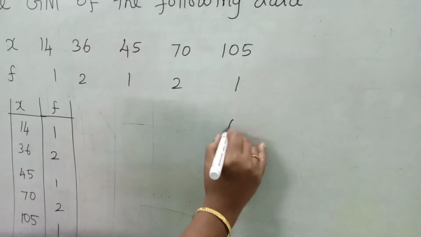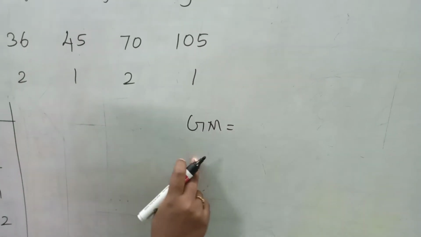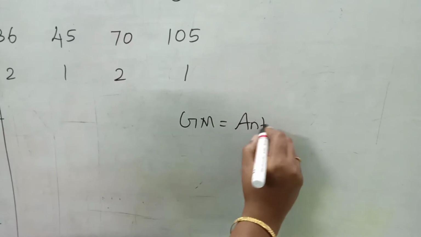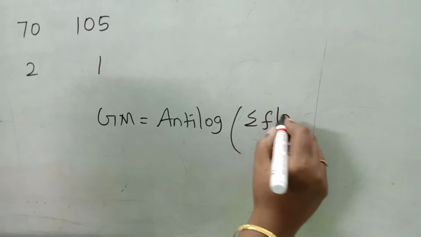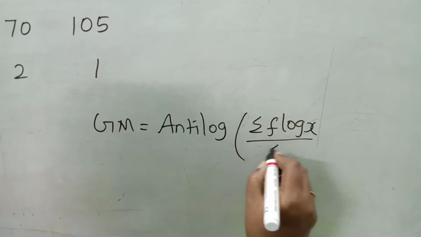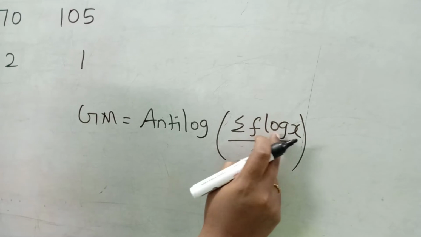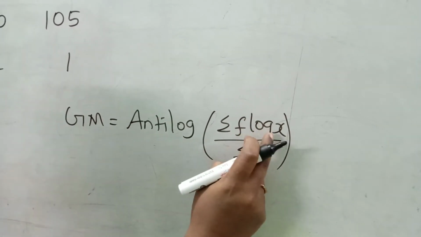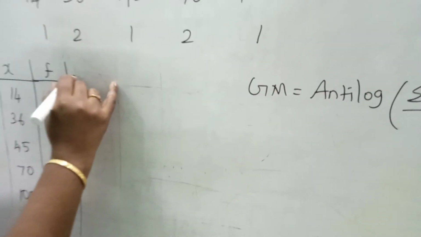First we write the formula here. Geometric mean for discrete data is equal to antilog of sigma f log x divided by sigma f, or capital N. Both are the same. We are going to multiply f into log x. For that, first I should find log x. Therefore the third column is the log x column.